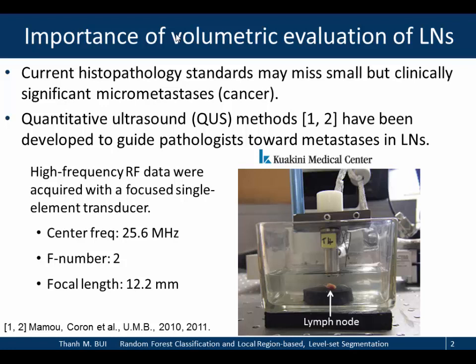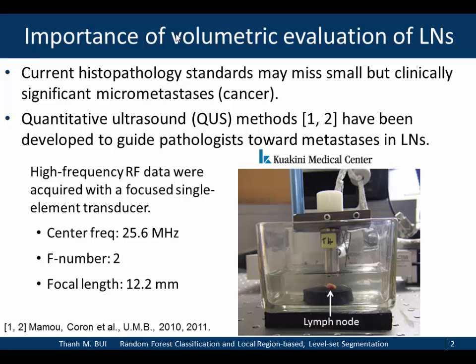In previous work, our group developed quantitative ultrasound methods that were able to evaluate the lymph node in 3 dimensions and successfully guide the pathologist toward the specific region, so that they can identify where to cut the lymph node and evaluate it.